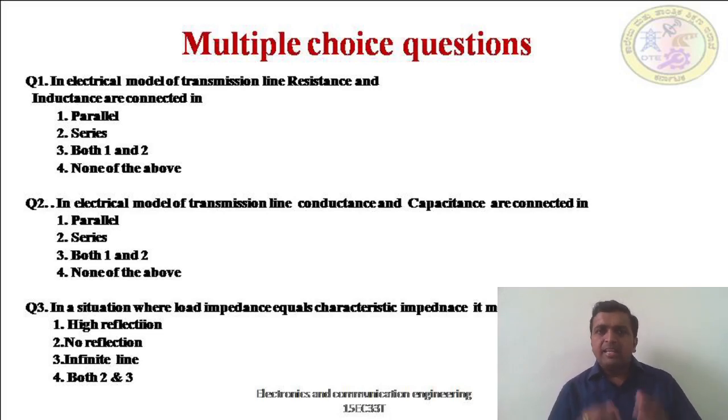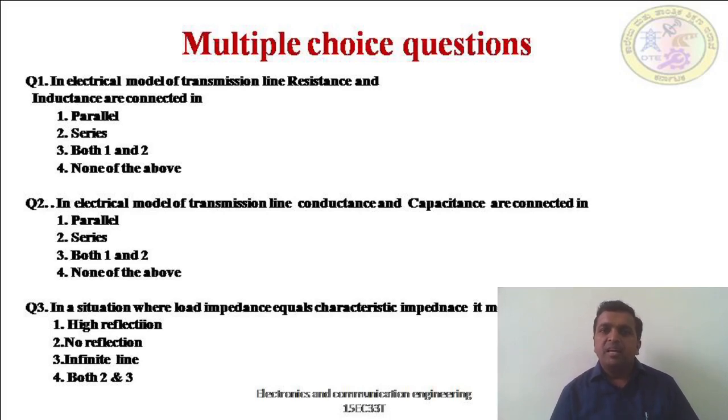Question number 2. In electrical model of a transmission line, conductance and capacitance are connected in option number 1 parallel, option number 2 series, option number 3 both 1 and 2, option number 4 none of the above. The answer is option number 1, parallel. I told you in the electrical model of a transmission line, R and L will be connected in series, whereas C and G will be connected in parallel or in shunt. Hence, conductance and capacitance are connected in parallel. I go for question number 3.